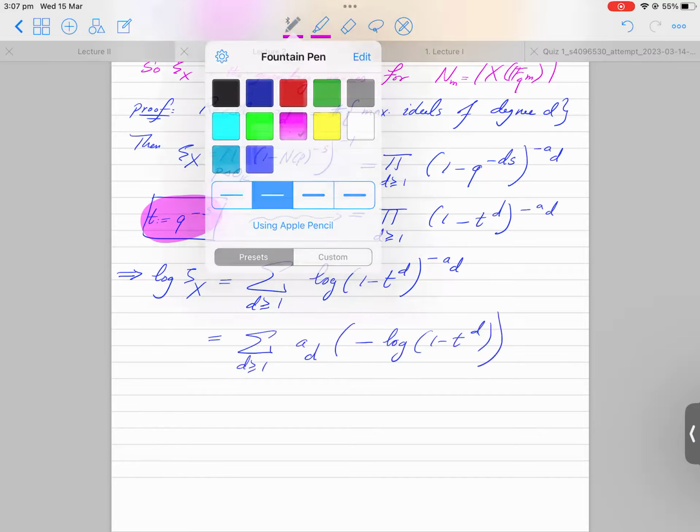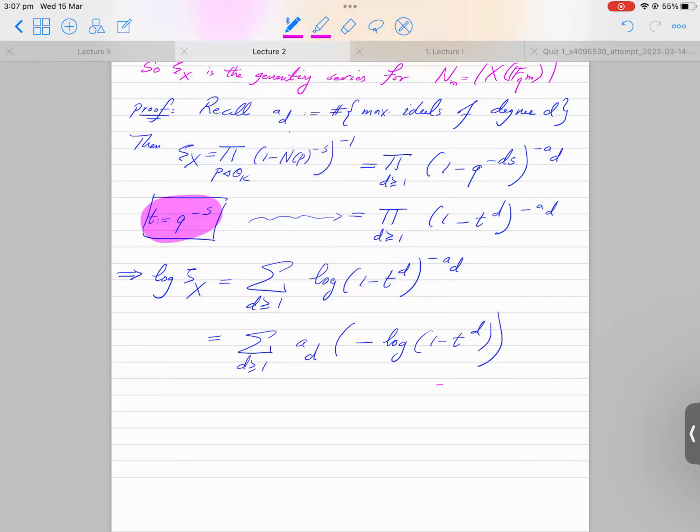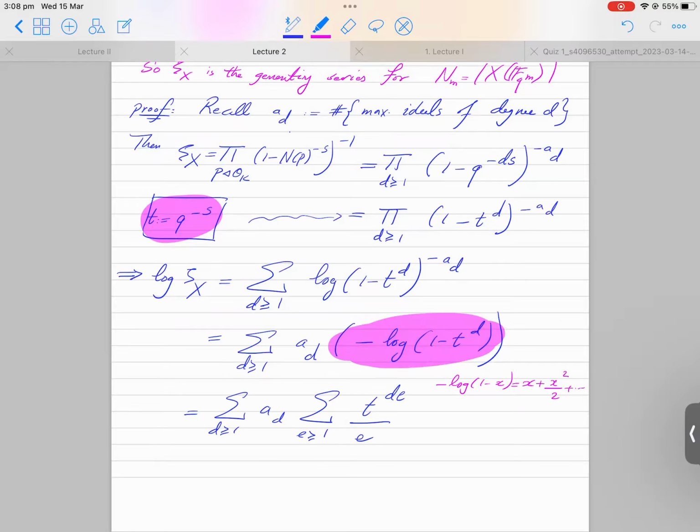So we're just expanding, let me write this as minus log of 1 minus t to the d, and bring the AD down, so that's what it looks like. And now we're going to use the fact that minus log of 1 minus x has a Taylor expansion given by x plus x squared over 2 plus blah, blah, blah. And so that gives us that this is the sum over d of AD times the sum over e bigger than or equal to 1 of t to the dE divided by E. So that's the Taylor expansion of this pink thing. The Taylor expansion becomes this.